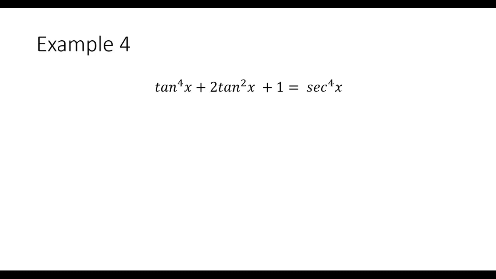All right, so for this one, we have tangent to the 4th power plus 2 tangent squared plus 1 equals secant to the 4th power. Oh, this is tangent squared. My bad. Should be a square there. All right. Well, when there's 3 terms like that, that's a box method problem. So let's go for it. Let's do the box method.